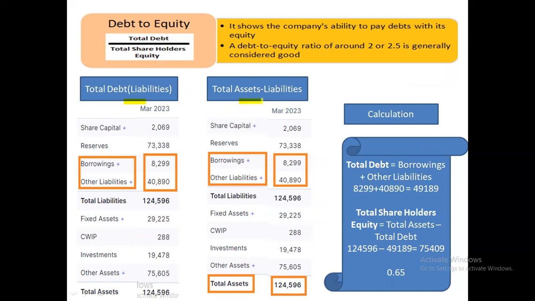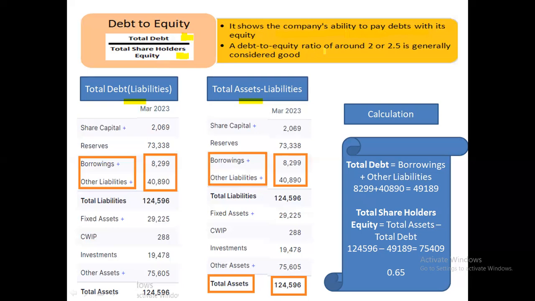Let's first understand what debt to equity is. It shows the company's ability to pay debts with its equity. Say suppose the company is performing 100 crores, out of which if the debt is 90 crore and equity is 10 crore, then the company has more debt. If the debt is 10 crore and equity is 90 crore, then the company is overperforming. The shareholders equity is more. Simple, right? So it shows the company's ability to pay debts.